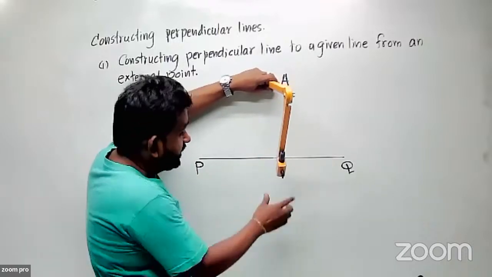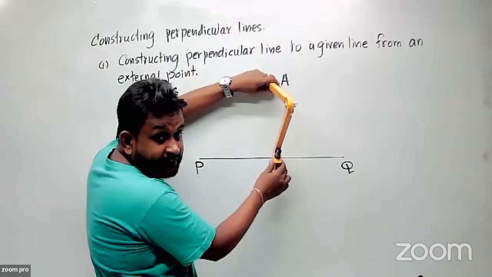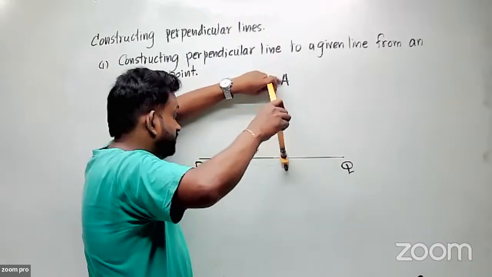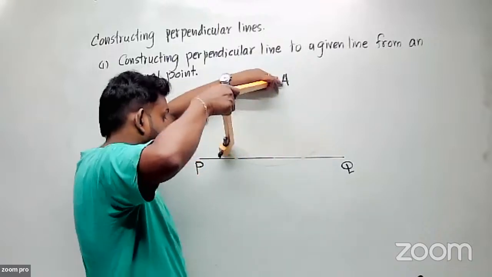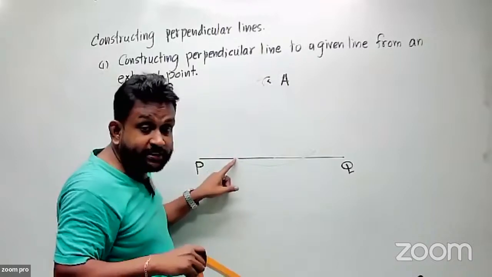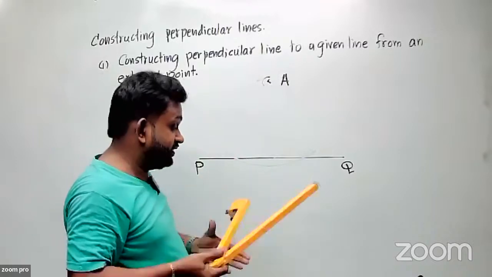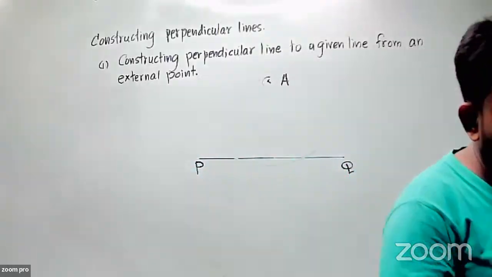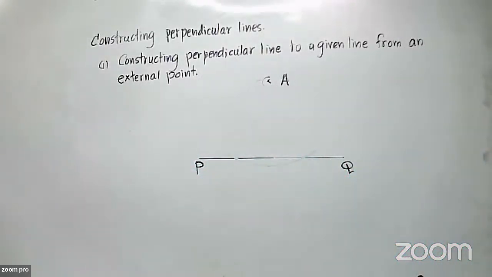A distance a bit more than the length PQ, then make an arc. So I drew the arc here. Okay, then I can come to this cutting point of that arc with P. I think it is not visible to you. Let me make some inks.